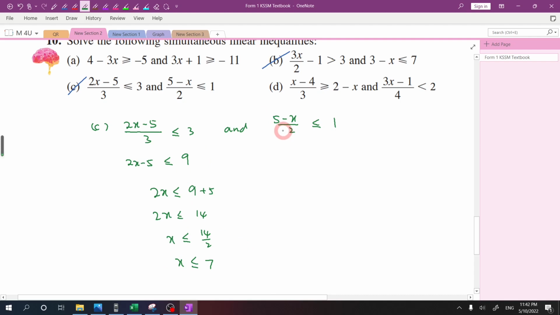Let's go to the second part. 5 minus x is less than or equal to 1 times 2, you get 2. Negative x is less than or equal to 2 minus 5. Negative x is less than or equal to negative 3. Now you see the coefficient of x has a negative sign. You need to be more careful. We multiply both sides by negative 1 so that we can get rid of this negative sign. Therefore, we need to change the inequality sign.